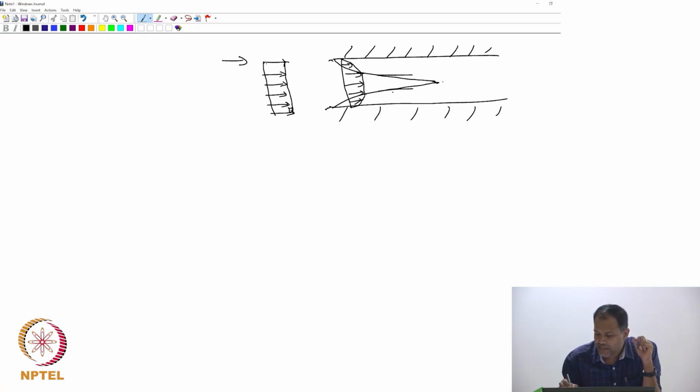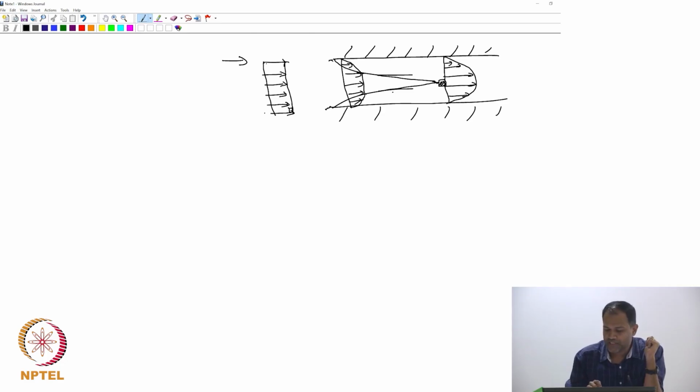Or in other words, even a fluid element at the center of the channel would have seen the effect of the two walls. Therefore, it would develop a velocity profile. From then onwards, the velocity profile would be slightly different, like that. You see what I am saying?